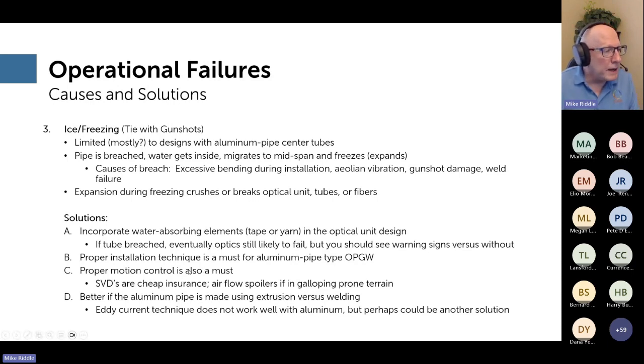With that type of cable, you have to be especially diligent during installation to avoid the problems we already talked about. Proper motion control is also a must on all cables. SVDs are cheap insurance against problems. And then if you're using an aluminum pipe type design, I argue that the extrusion process of making that is better than the welding process.